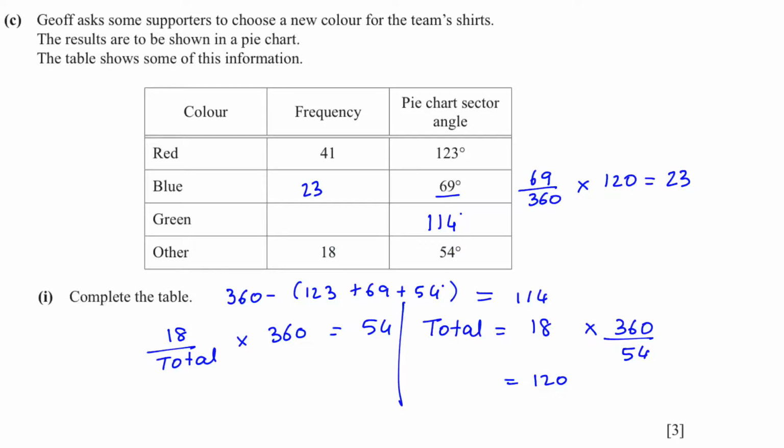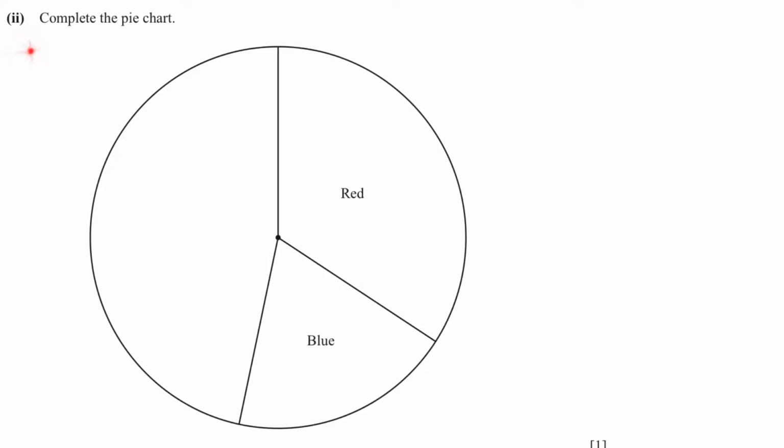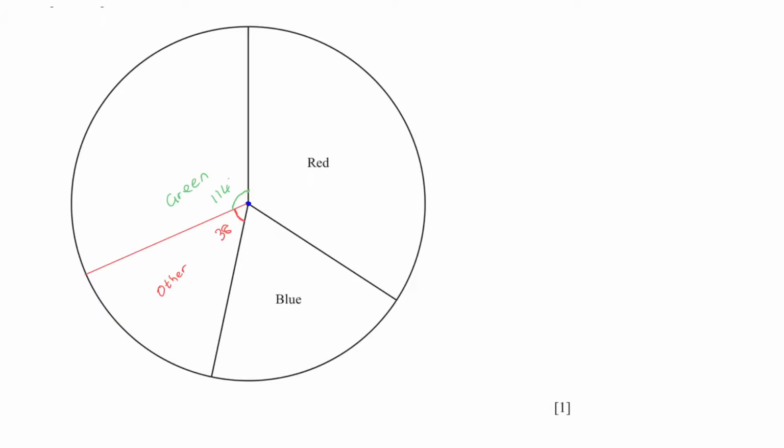And to find green, we already have the angle. So the angle over 360 multiplied by the total frequency, which is 120, will give you 38. We have to complete the pie chart. Red and blue is already done for us, and we have to make the sector for green and the other. This is how your pie chart will look like. Green 114 degrees and other 38 degrees.